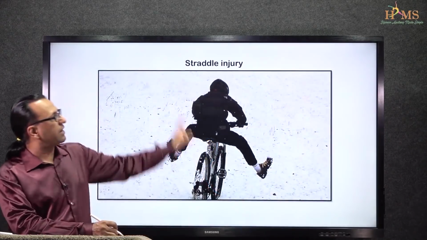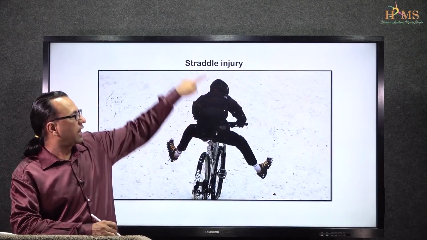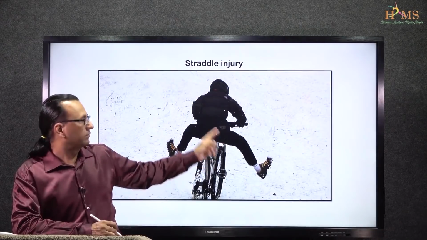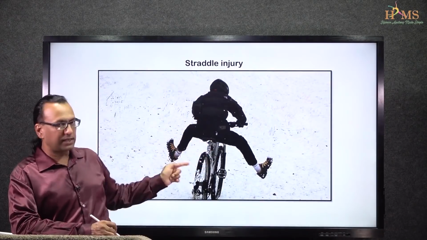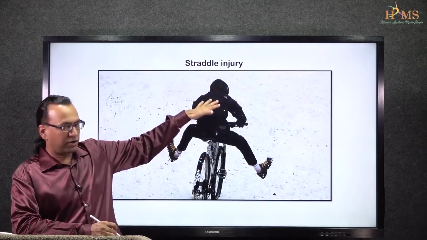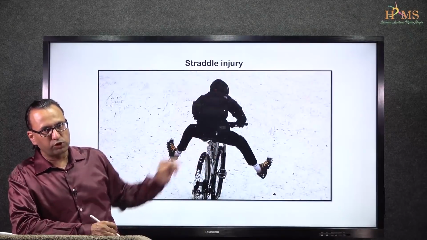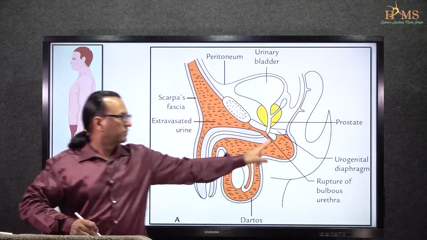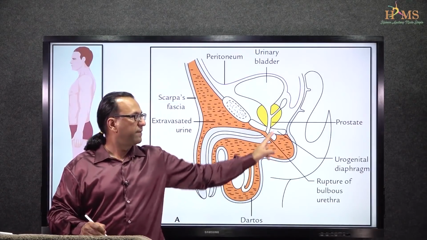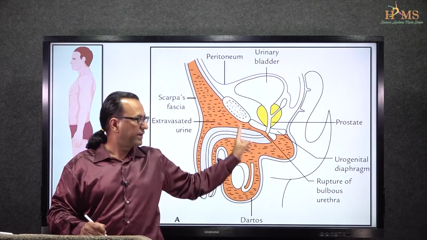Understand, sometimes there can be a straddle injury. The legs are wide apart and the patient is landing on the bulbar urethra, like riding a bicycle on a bumpy road and landing on the bulbar urethra, rupture of bulbous urethra. So how is this patient going to present? You will notice that there is a rupture of bulbous spongy urethra and urine will be below the perineal membrane in the superficial perineal pouch.